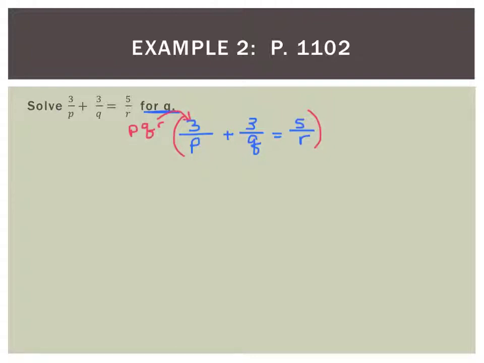When I multiply that by the 3 over p, the p's cancel, and this leaves me with 3QR. Then my q's cancel, so that leaves me with 3PR equals, my r's cancel, so 5PQ. Alright, you need to keep in mind always what you're solving for. I'm solving for q. So I'm going to subtract 3PR from both sides.